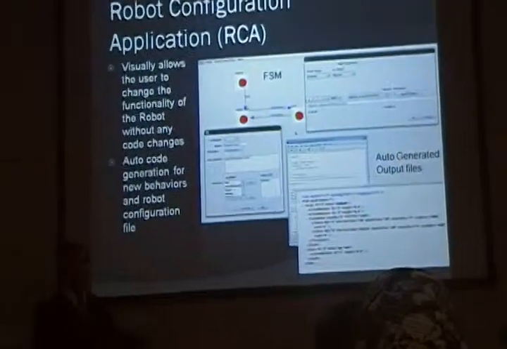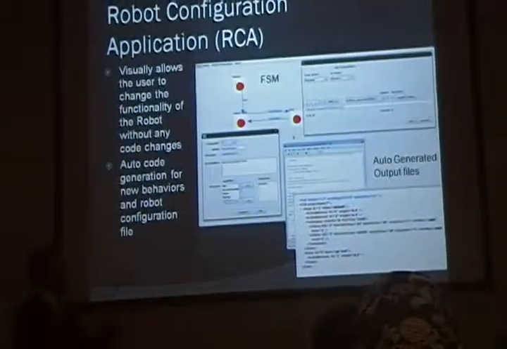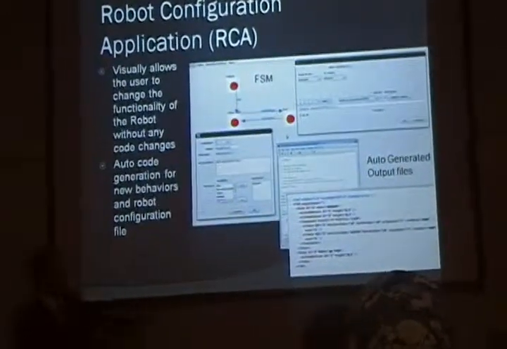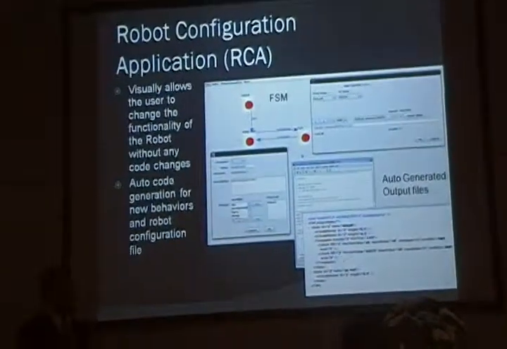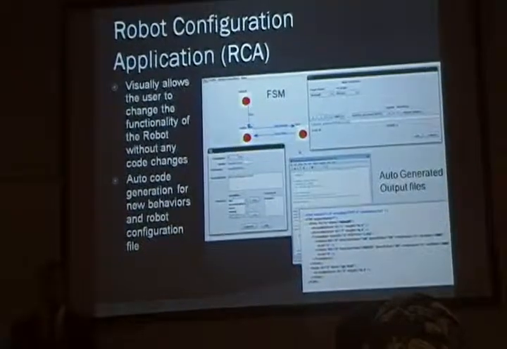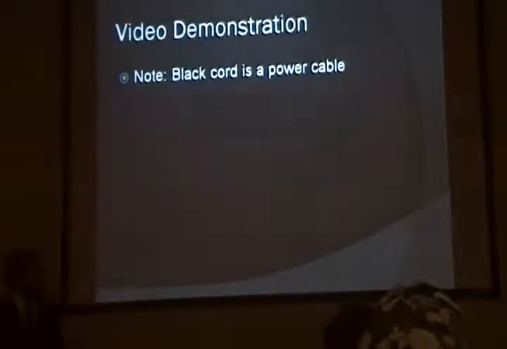In addition, the code for new behaviors can be auto-generated. You just specify the language and specify what sensors they are triggered by, and the code will automatically be generated, linked into the system, activated and called. Now we're going to show you a little video about it.